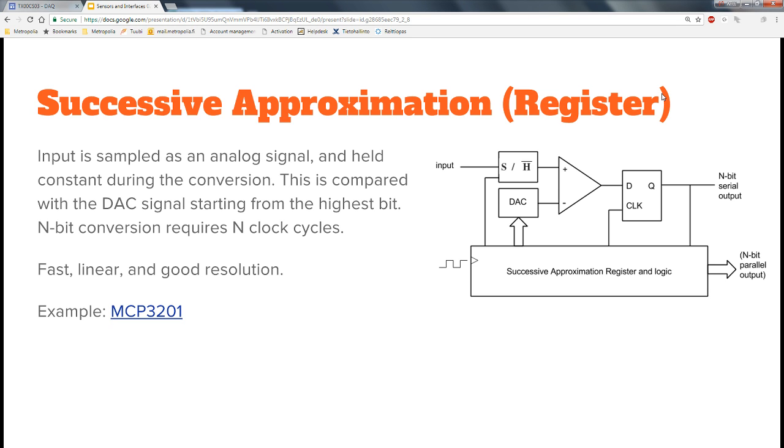So sigma delta: low precision, high resolution, and the speed can be compromised with the resolution. So resolution is basically inversely proportional to the speed.